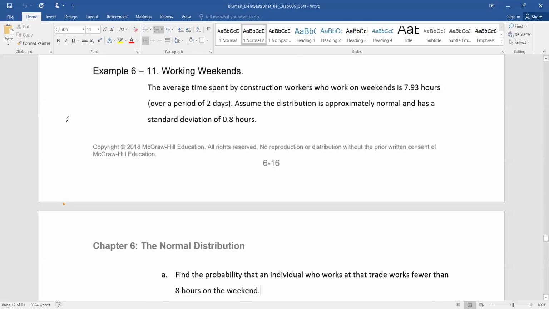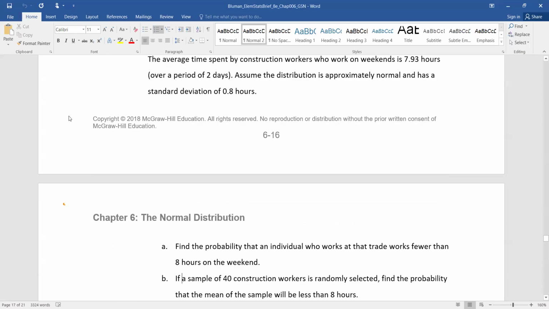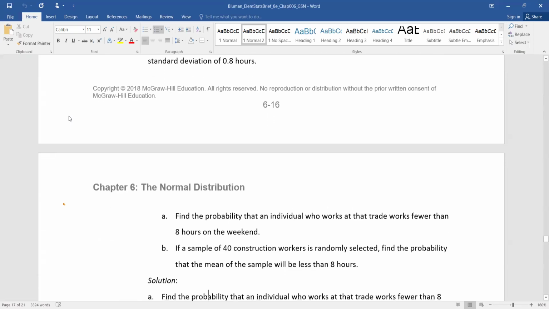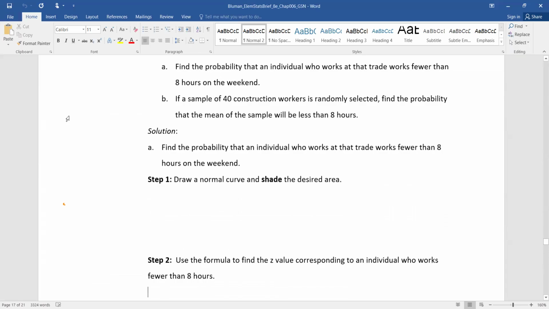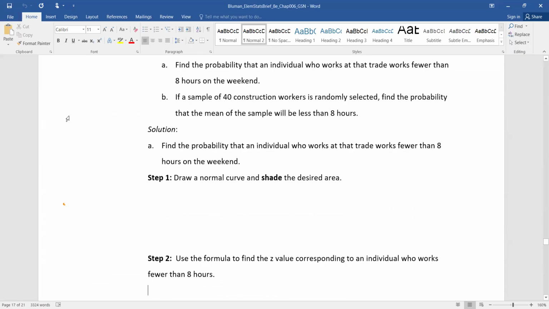So let's look at example 11 here. Example 11 says working weekends. The average time spent by construction workers who work on weekends is 7.93 hours over a period of 2 days. Assume the distribution is approximately normal and has a standard deviation of 0.8 hours. In part A, we're going to find the probability that an individual who works at that trade works fewer than 8 hours on the weekend.